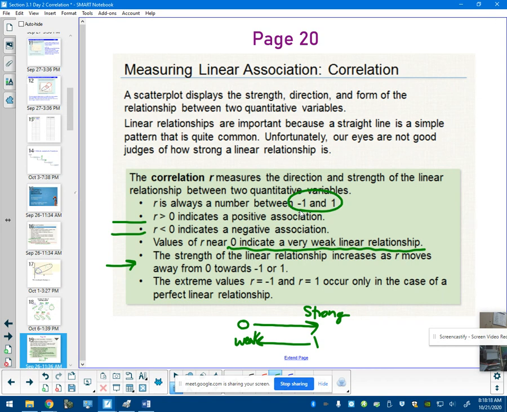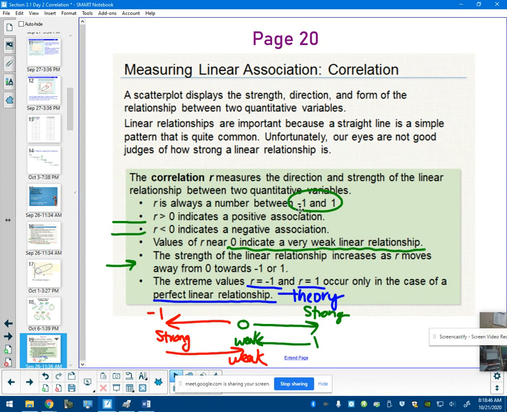And the same thing happens here. Down here to -1, you get to strong. And as you're going this way, you go back to weak. So when you're near 0, it's weak. And then this says the extreme values of -1 and +1 only occur in a case of a perfect linear relationship. That is in theory. We'll see tomorrow in our game that you can have a +1 and for sure the dots don't look like they're perfectly lined up. But that's due to rounding.